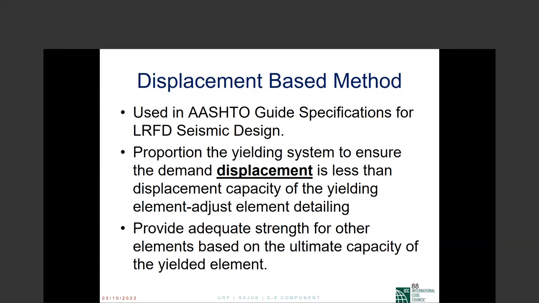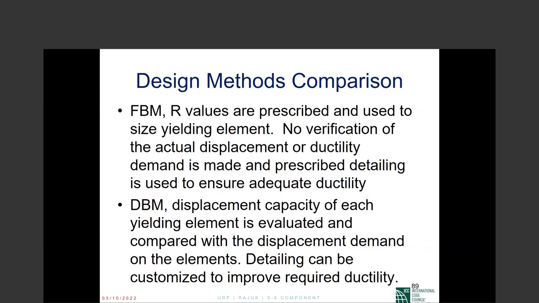So here it's more detailed and more about behavior, so that you will be able to know the behavior of the concrete element or the steel element, and you need to provide an adequate strength for the other elements. So locate where the yielding element is, do what you need to determine the capacity of the yielding element, and then design the rest so that they will stay inside the elastic range up to the ultimate capacity of the yielding element.